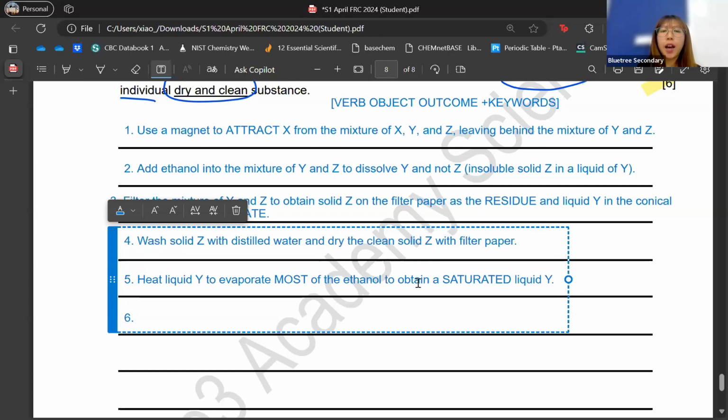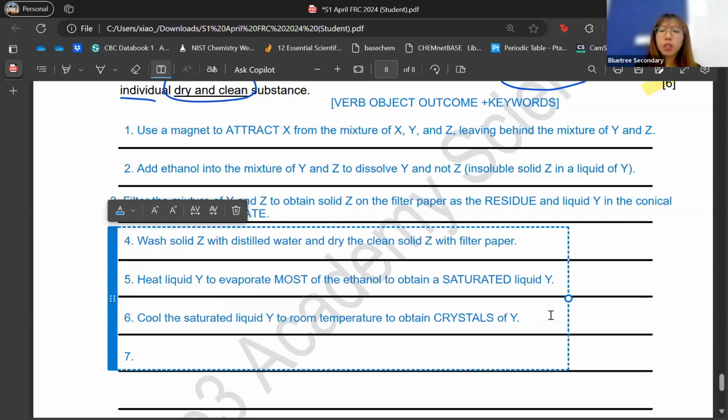Okay, so this is step number 5. So at the end of step number 5, we do not have the crystals of Y yet. Please take note, crystallization, earlier on Teacher Bell already mentioned 2 steps. You heat and then you cool. Only during the cooling step will you obtain crystals. So what is the verb? You cool. What are you cooling? Cool the saturated liquid Y to room temperature. Then what are you trying to obtain? What's your outcome? To obtain crystals of Y. So the keyword for this statement will be crystals.